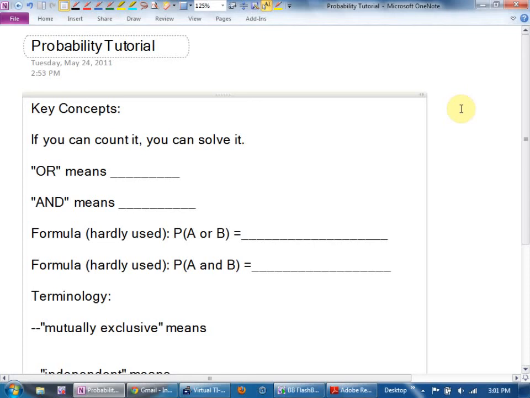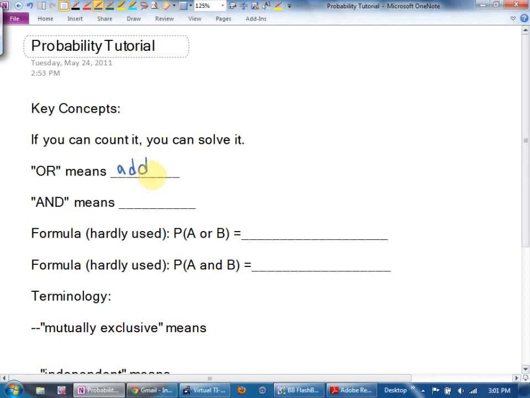Okay. Second key concept I've tried to reinforce: OR means what? Let's write that in. And means what? Multiply. Or does mean minus the overlap. In fact, that's when I do the formula on the tree, because the way we set up the trees never had an overlap. It took care of itself. But yeah, the formula, which we hardly used, is on your formula sheet: A or B was the probability of A plus the probability of B minus the overlap.